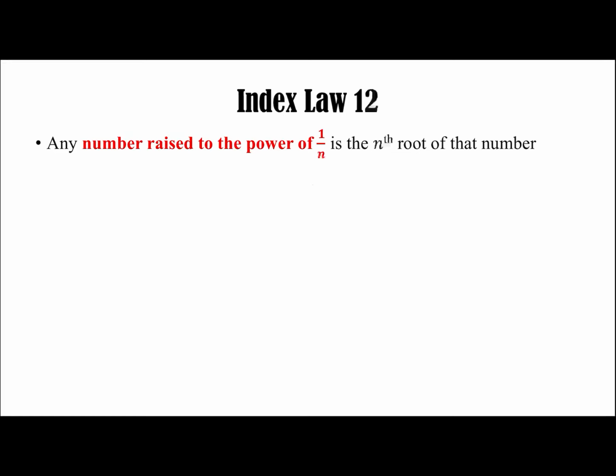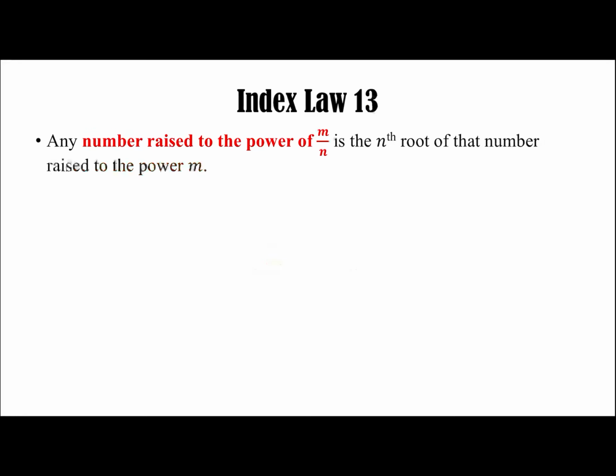Index law 12, any number raised to power of 1 over n is nth root of that number. So if I say 3 to the power 1 over n is actually nth root of 3 in radical form. In general, a to the power 1 over n in radical form is nth root of a.